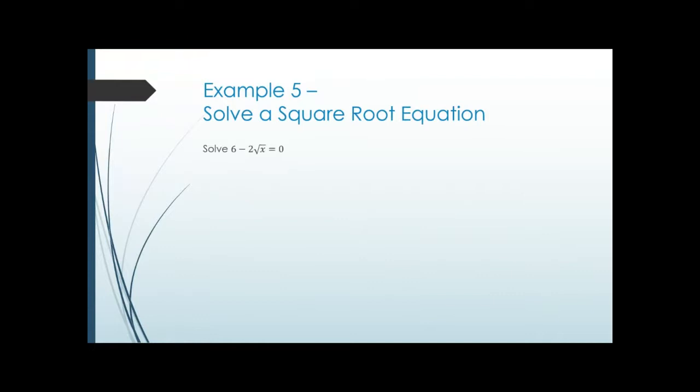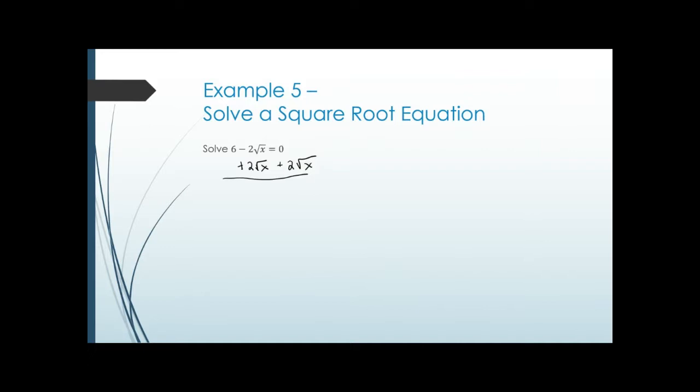So I'm going to start with one that has a square root. So we need to get the square root by itself, and I have this equal to 0. The easiest way to get the square root by itself is to actually add 2 square root of x to both sides instead of subtracting the 6. And I do that just because I like to have positives in front of my variables. Whoops, I meant to write a plus instead of an equal sign there.